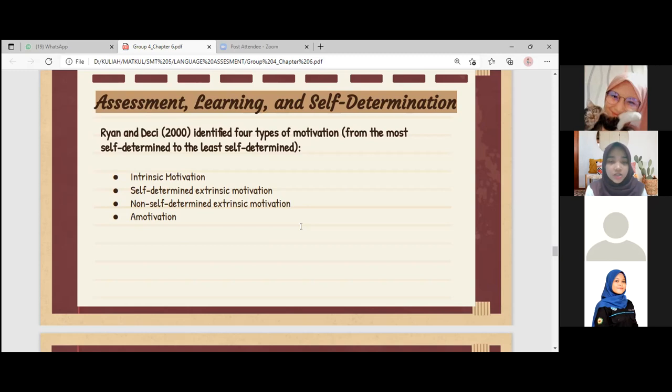Ryan and Deci in 2000 identified four types of motivation, from the most self-determined to the least self-determined. The first is intrinsic motivation. The second is self-determined extrinsic motivation. Then non-self-determined extrinsic motivation and amotivation.